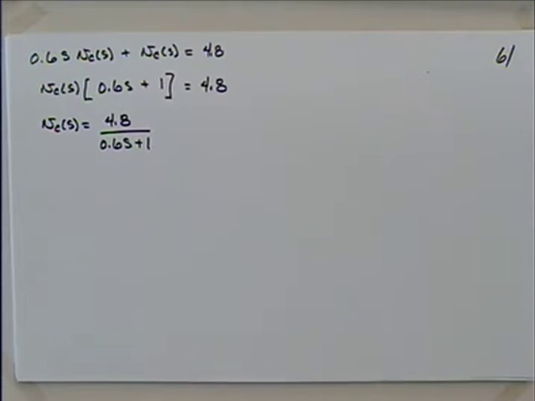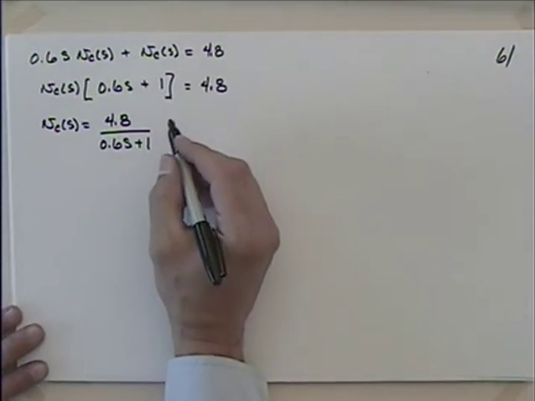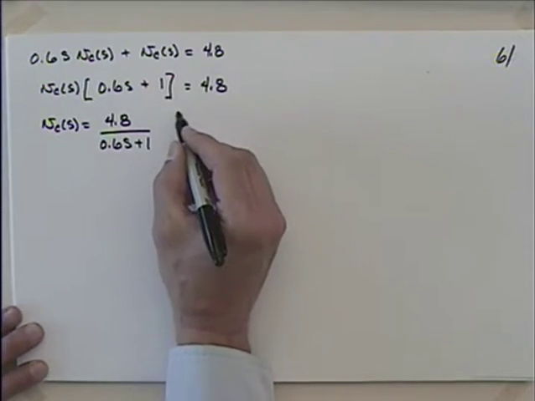Polynomial over polynomial. Really easy one on the top, pretty easy one on the bottom, right? To get it back into time, essentially, I could say I'm doing partial fractions. It would be a pretty easy partial fraction. I think I'll tidy this up a little bit before I do that.